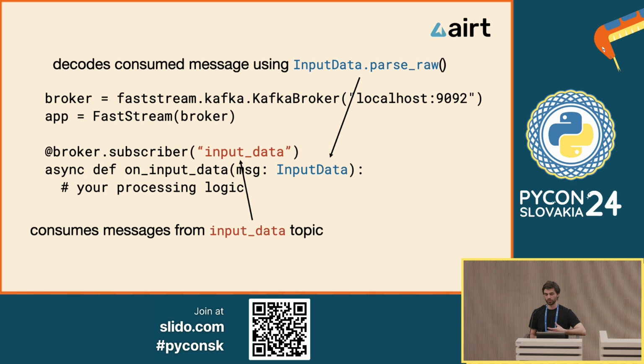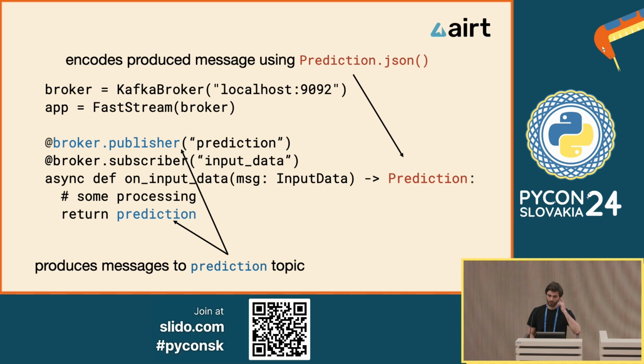And that's it. So to consume something, it's 5 lines of code plus your processing logic, and you're done. You're connected to Kafka. To produce something, in this case, we are producing as a reaction from input data. So we, again, define our Kafka broker, wrap it up into a FastStream application, and each time our on-input data is called by the subscriber when we get a message from the input data topic, we will do some processing and return a prediction, which will get encoded into JSON, and the broker.publisher decorator will catch the return value and produce it to a topic called prediction.